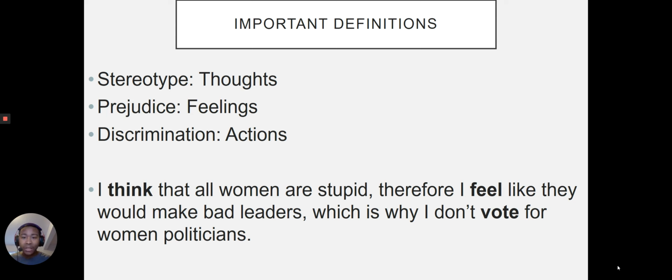So here's an example, not what I believe, but an example. I think, which is the stereotype, that all women are stupid. Therefore, I feel like they would make bad leaders. That's their prejudice. It isn't a thought, it's not an action, it's a feeling. Because they think that women are stupid, they feel like they make bad leaders, which is why I don't vote for women politicians. That's when your stereotype and prejudice turns into discrimination. That's an action, or a lack thereof. They are affirming that they're not going to do this because of these two things. So that's how we can look at the difference between stereotype, prejudice, and discrimination.